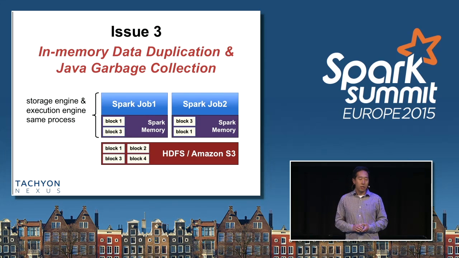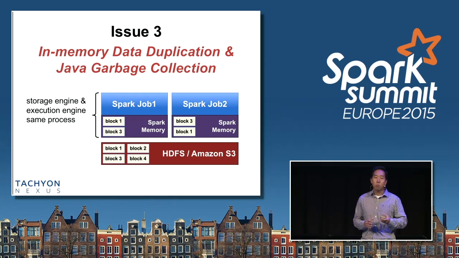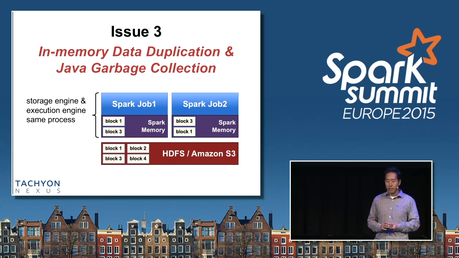Another issue that you might run into with running Spark is that you might be duplicating a lot of data in memory, and this might also cause garbage collection pressure. In this example, we have two Spark jobs that are reading maybe the same files, maybe the same blocks of the files, and they are both caching the same blocks in their memory, so they're duplicated twice in memory. Since memory is a precious resource, you may not want to do that in your situation.